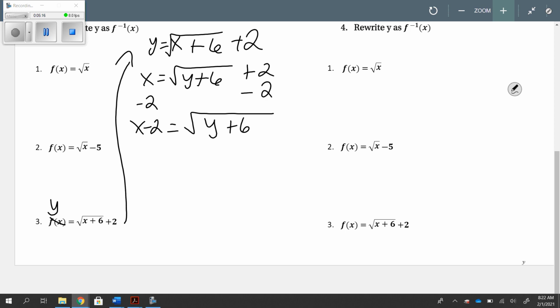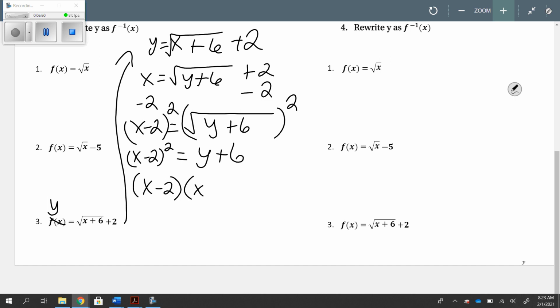Right here is where we have to square both sides, okay? And then now we have x minus 2 squared equals y plus 6. Now here you might think, oh, well, I'll just move 6 over, you know, like subtract 6, and then move it over here, and the answer is x minus 2 squared plus 6. It's not as simple as that. We actually have to do x minus 2 times x minus 2. We actually have to work this out to see what we're left with.